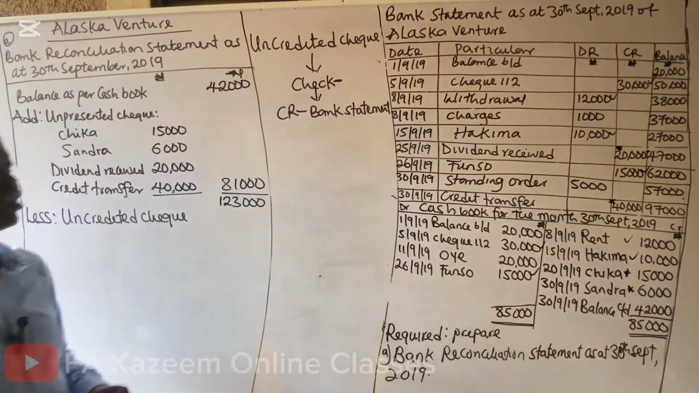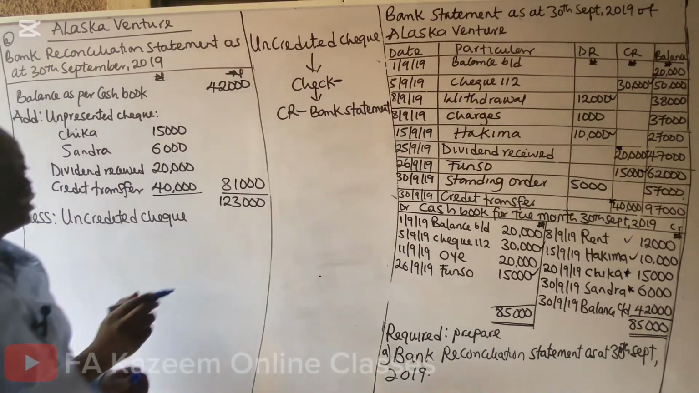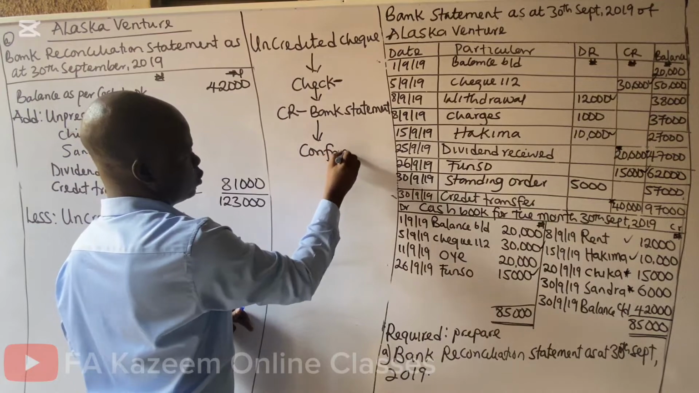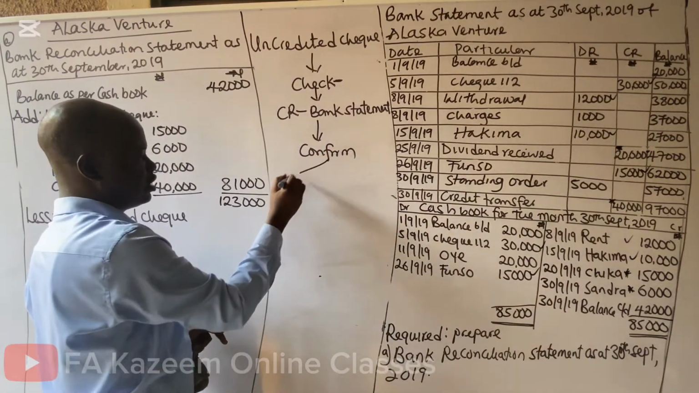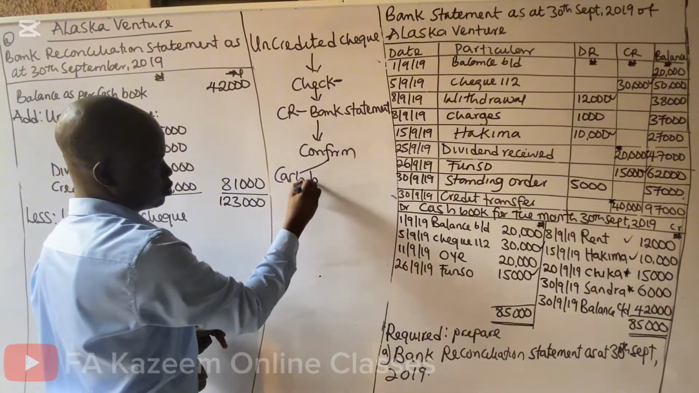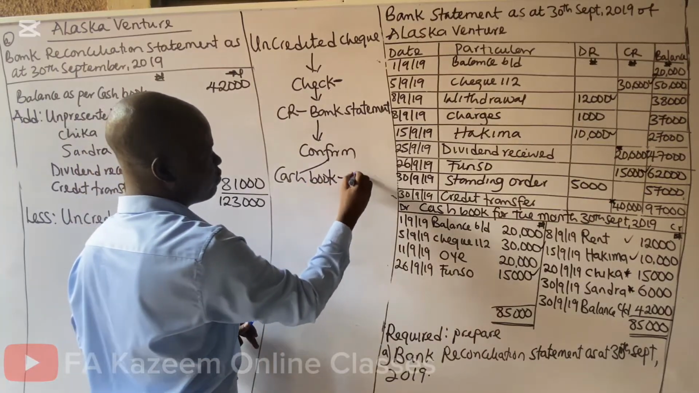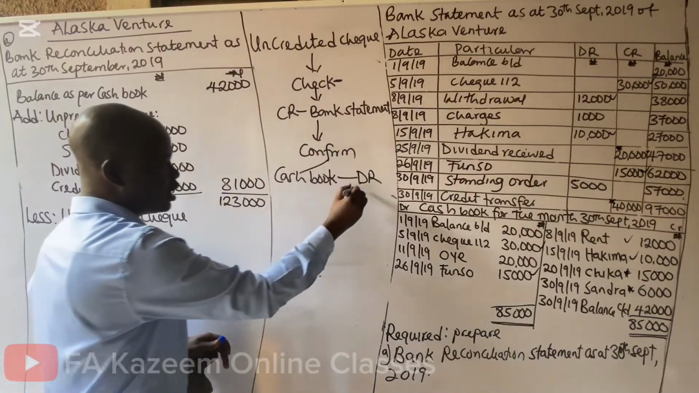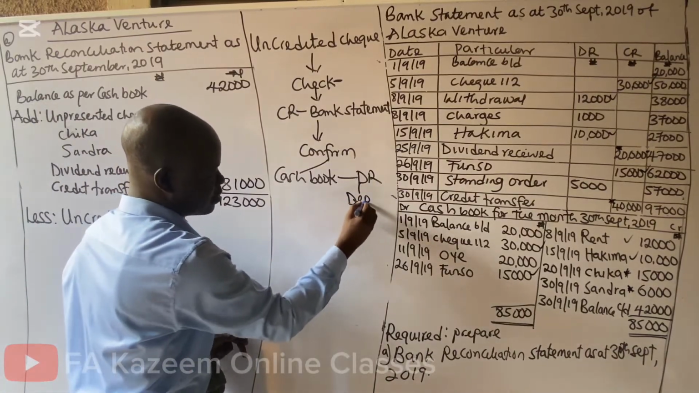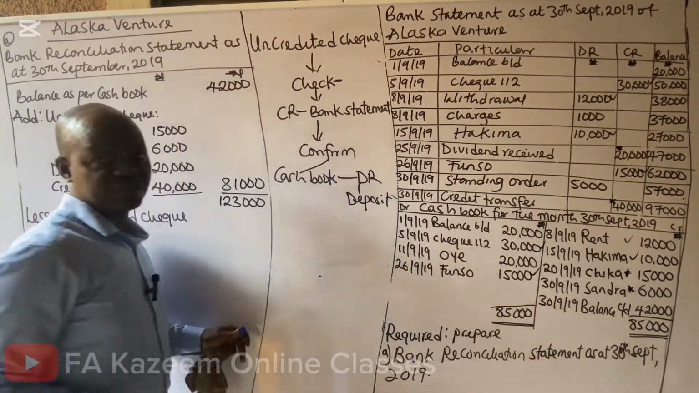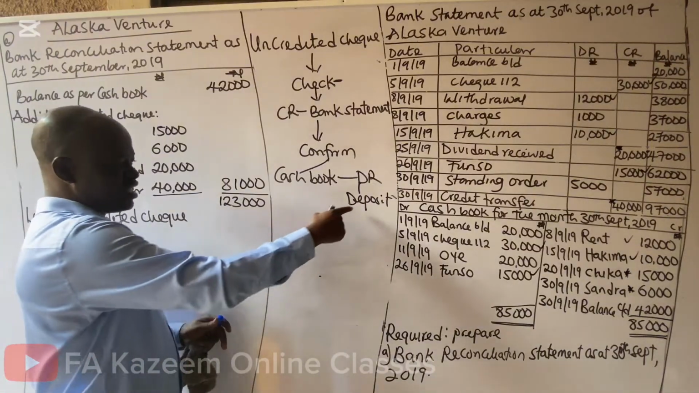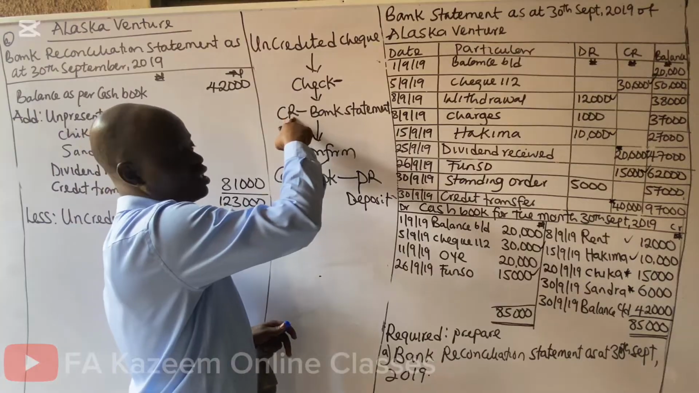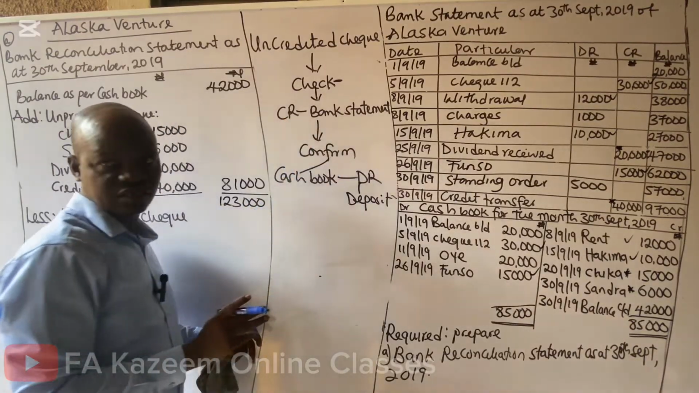We'll check all the credit side of our bank statement from beginning to the end to confirm it in the cash book. And where are we confirming it? We'll confirm it on the debit side. The reason is this: cash book debit side is meant for deposit. If any check has been deposited and you check the bank statement, it must be on the credit side. Credit side means the bank has recorded it.